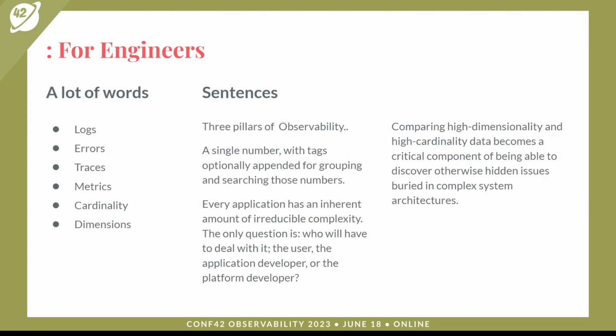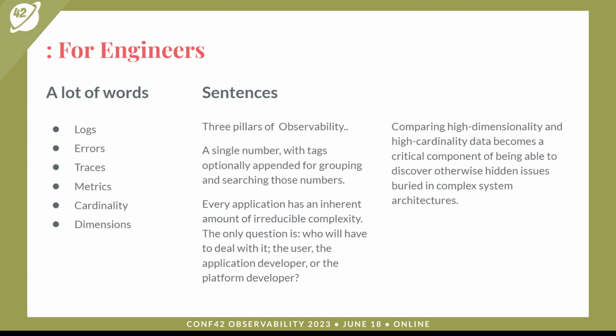Okay, a single number with tags optionally appended for grouping and searching those numbers. This is basically what we call a metric, right? So monitoring depends a lot on metrics. A metric is a single number with tags optionally appended for grouping and searching those numbers. So basically what we're saying is a metric is already assuming that we only want correlation in this particular way and then getting numbers, right?